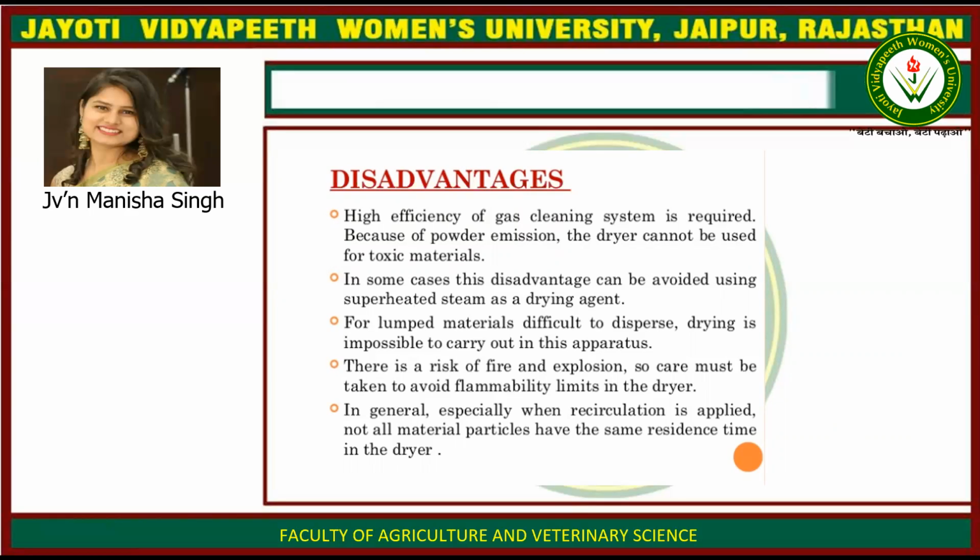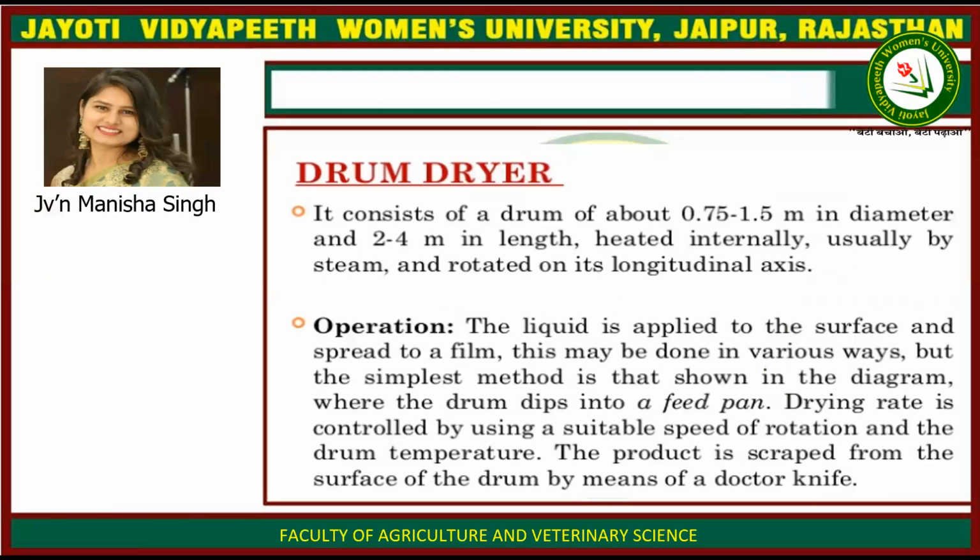In general, especially when recirculation is applied, not all material particles have the same residence time in the dryer. Then drum dryer. It consists of a drum of about 0.5 to 1.5 meters in diameter and 2 to 4 meters in length, heated internally and usually by steam and rotated on its longitudinal axis.